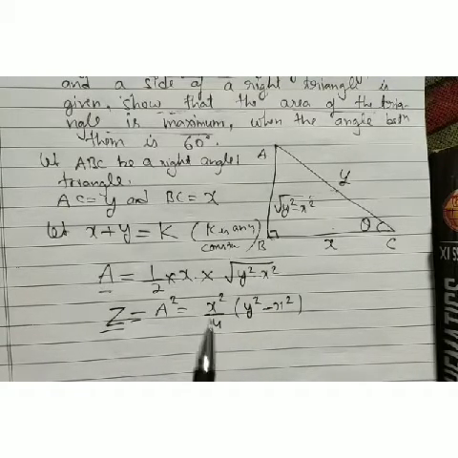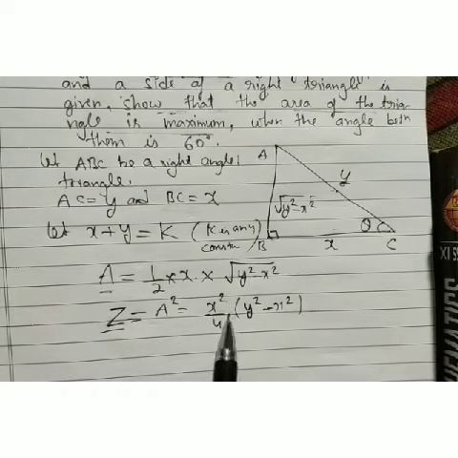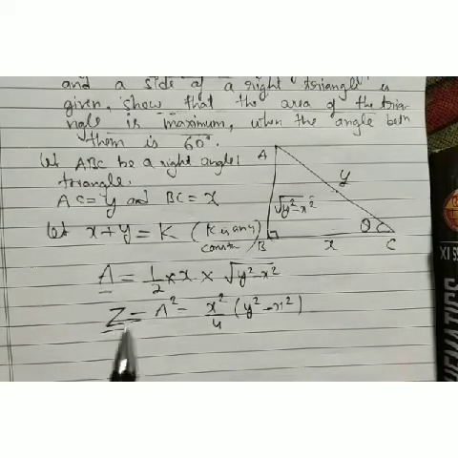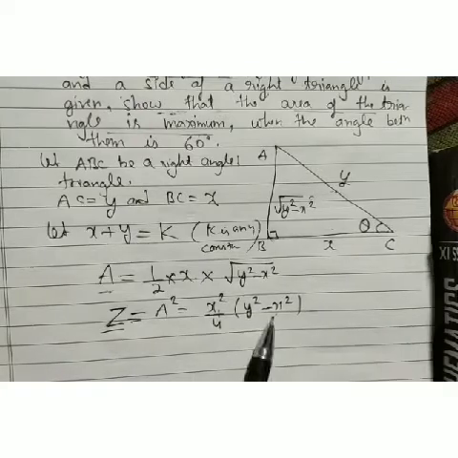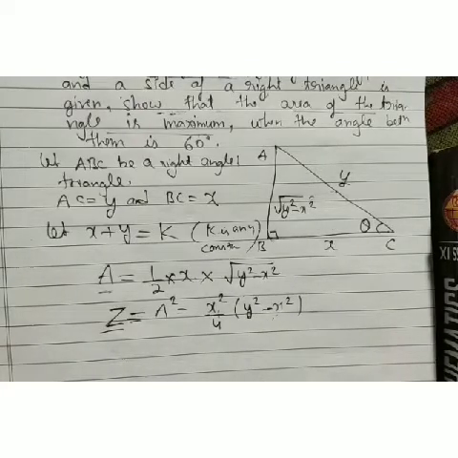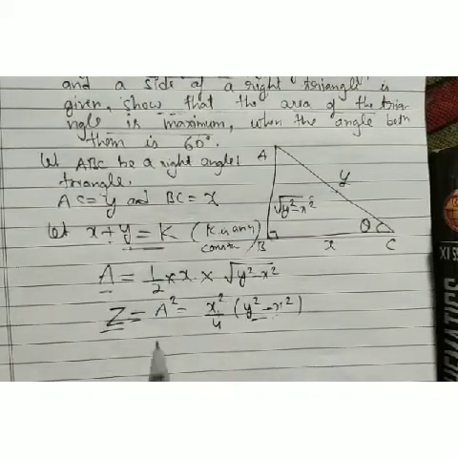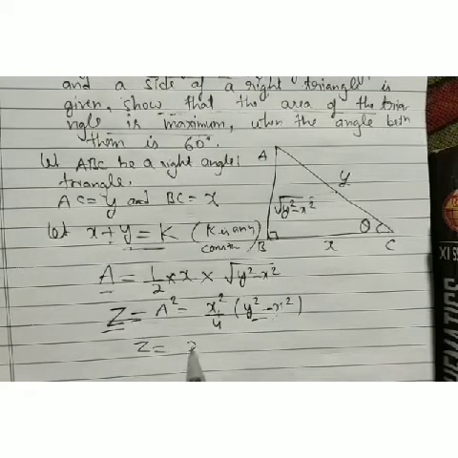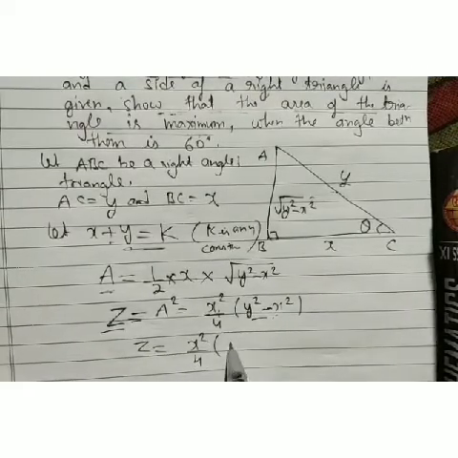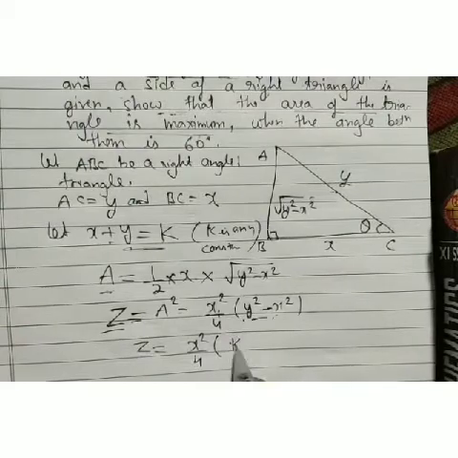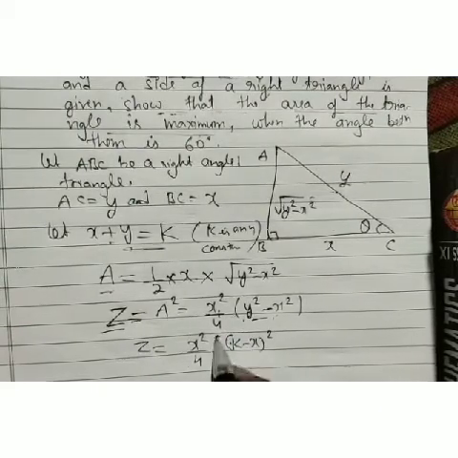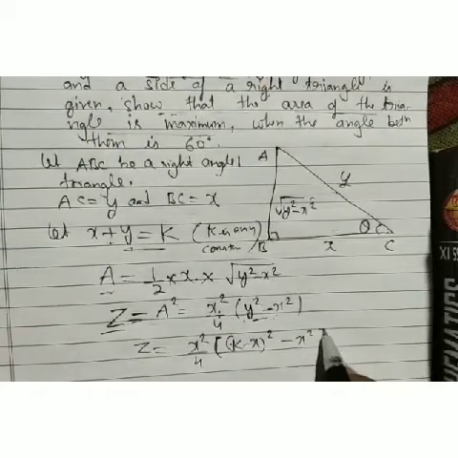Now there is a problem: when we differentiate, we have two variables, as I already told you. So we need a single variable, and we have to convert it into a single variable. We change the value of y from here: y is k minus x. Now our z is given by x square by 4 times, in brackets, k minus x whole square minus x square.